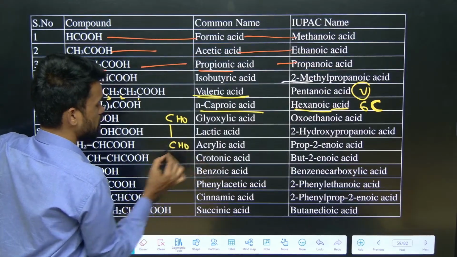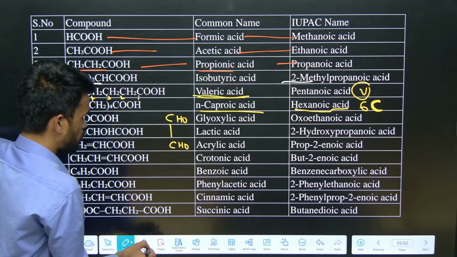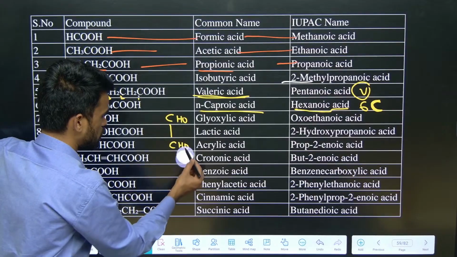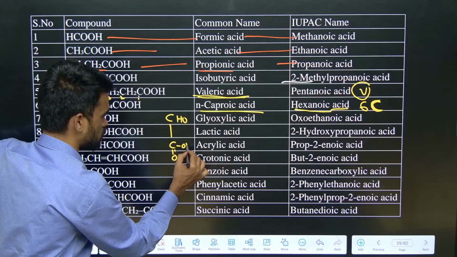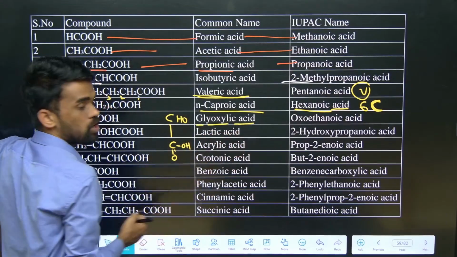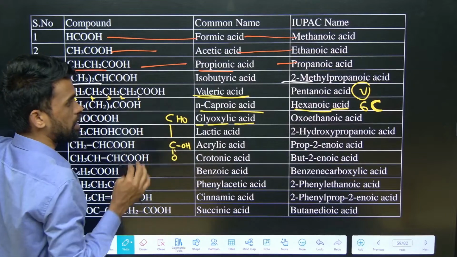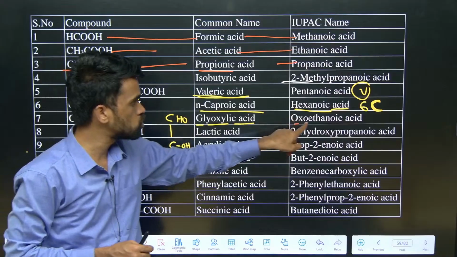If I write like this, it is called glyoxal. But there is a slight change here. One of the aldehydes is converted into a carboxylic acid. So this is called glyoxylic acid, or also called oxoethanoic acid.